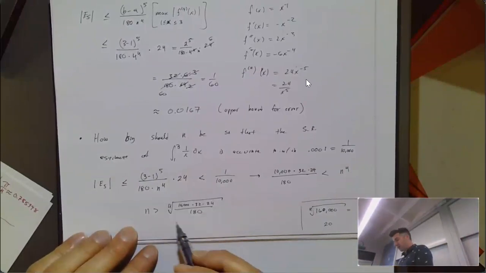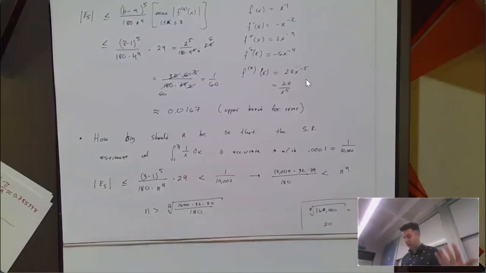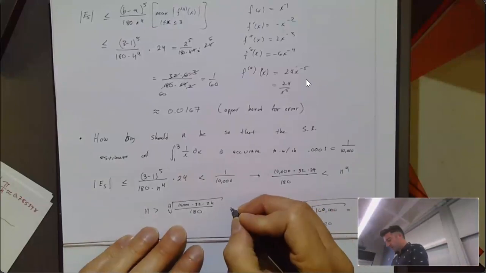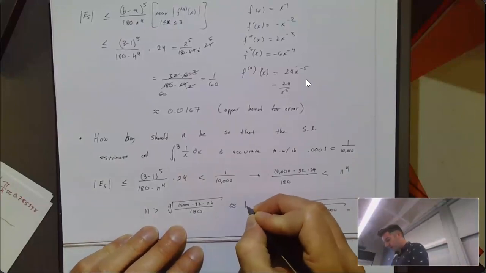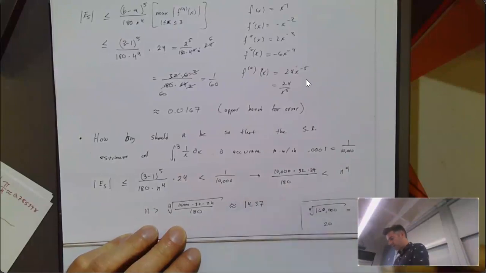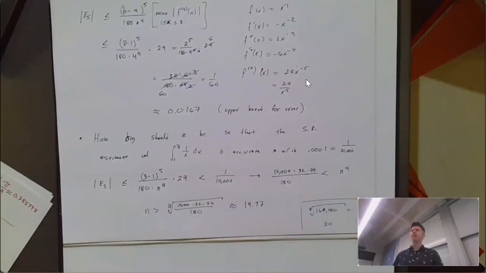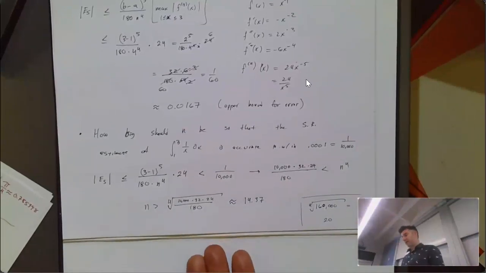So if we plug this into a calculator, which we might not get to use on an exam, this is going to be approximately 14.37. Now, obviously, n needs to be a whole number, right? We can't say I'm going to break it up into 14.37 equal subintervals. So what should I round up to?